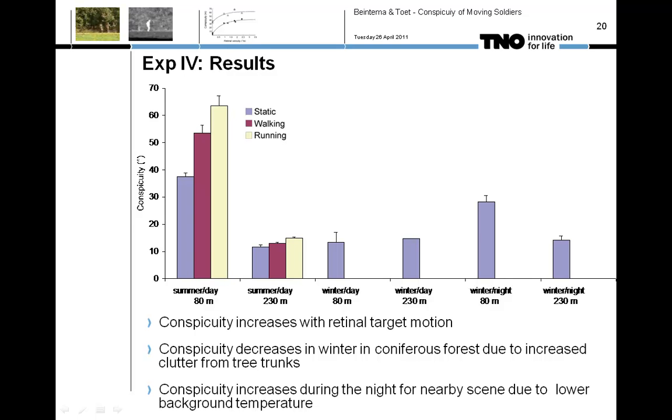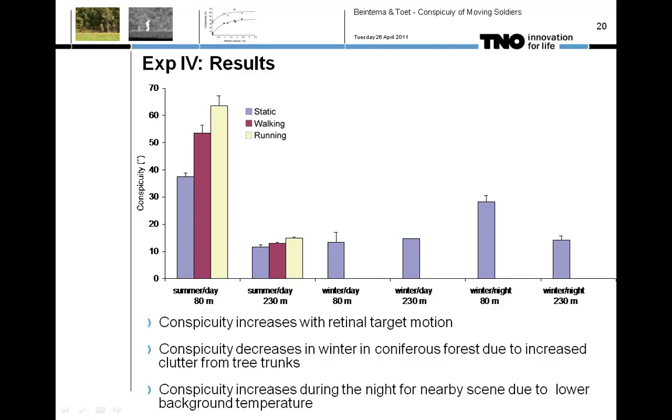First, in summer, conspicuity was much lower at the 230 meters condition than for the 80 meters condition. In the 230 meters condition, the target background consisted of high contrast tree trunks of pine trees that looked very similar to the target, thus creating more clutter than the green leaves of the deciduous trees at 80 meters. Secondly, a clear effect of motion was found in both daytime summer conditions. Note, the effect of motion appears smaller at 230 meters, but this is due to the fact that 3 times smaller retinal target velocities occur.